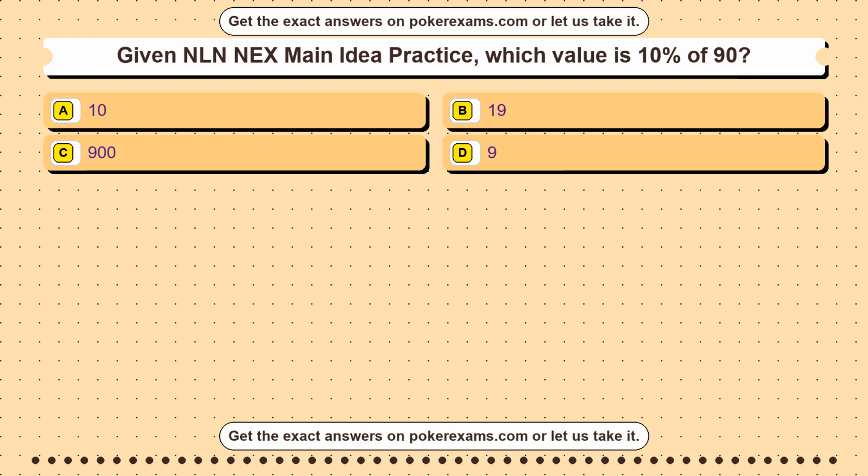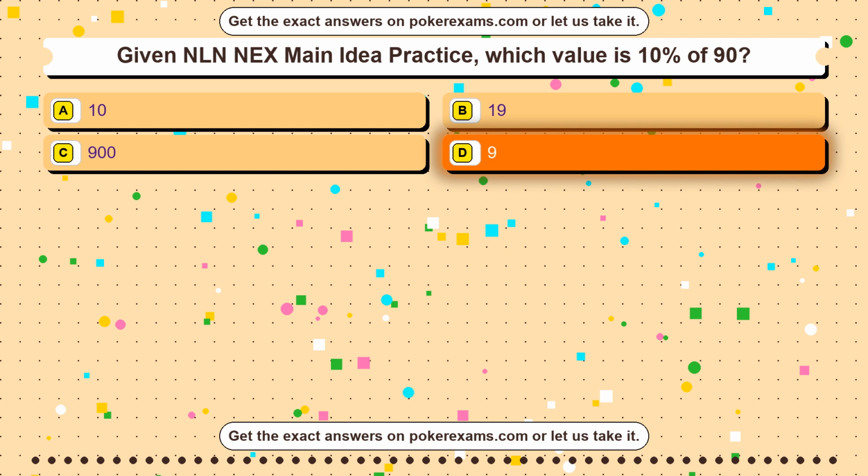Question 38. Given Get History Practice Test, which graph is best for showing change over time? Option A, pie chart. Option B, map. Option C, Venn diagram. Option D, line graph. The correct answer is option D.